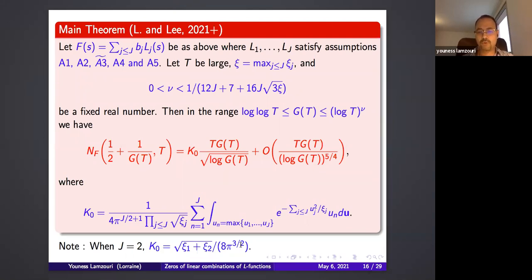So this is a major improvement of Hedgehog's theorem, where he had a linear combination of two L functions, but an almost-all result, not for a single one. The drawback here is that we couldn't get with current methods up to log T or (log T) to the 1 minus epsilon. We have just a small power of log T. And you will see why from the method.